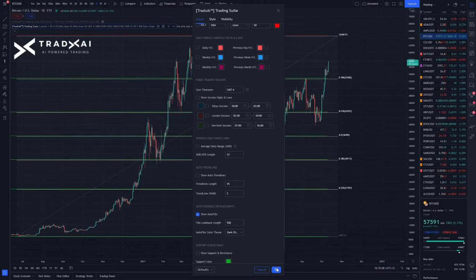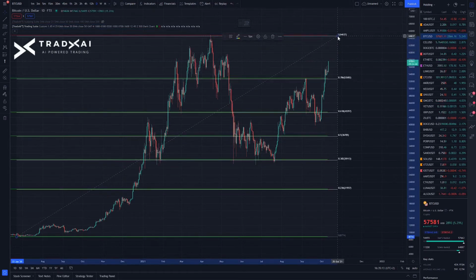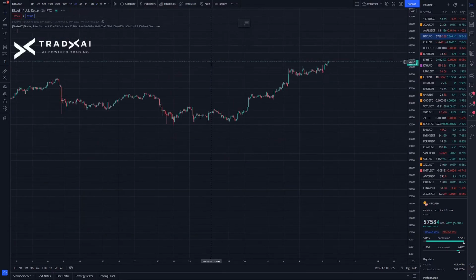Good, you can see that automatically drawn fibs are in the same position as our manually drawn were. Now you can move to different time frames and levels will be automatically displayed.